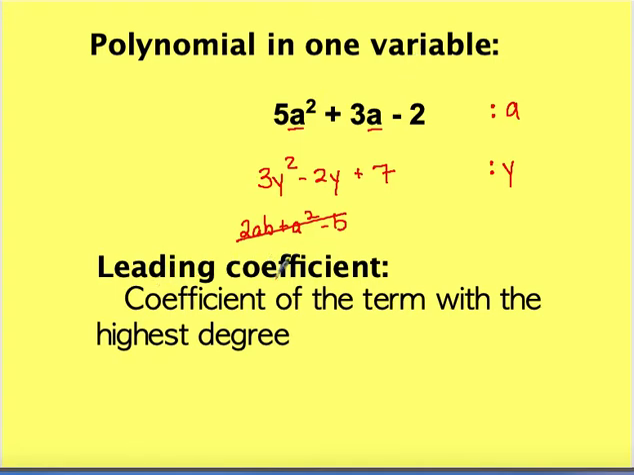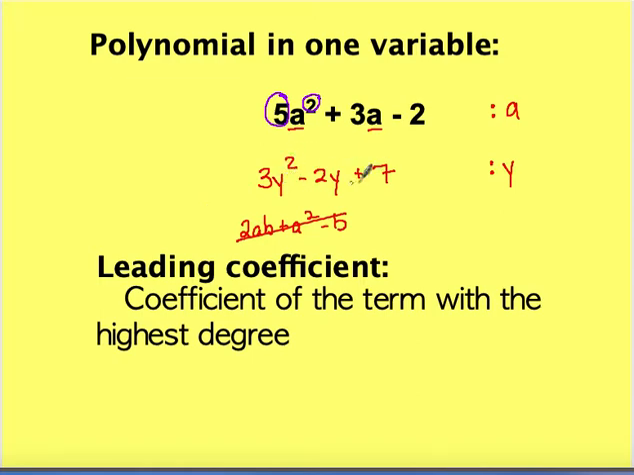So the leading coefficient is going to be the coefficient of the term with the highest degree. Now when we have more than one variable in there, we might have different terms with the same degree. When we're only talking about a polynomial in one variable, we're going to have one term that will have the highest degree. If I go back to these two examples that I have here, this degree is 2, so that makes our leading coefficient be 5.